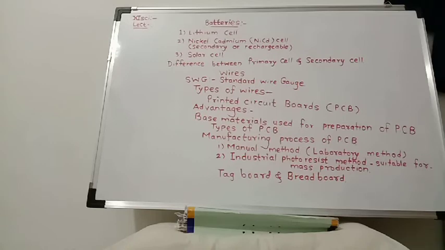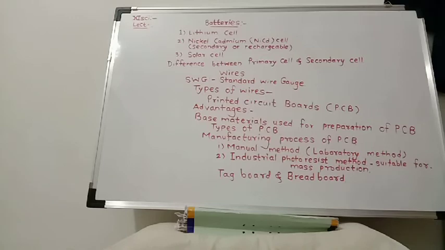Then types of PCBs. There are different types of PCBs: single-sided PCB, double-sided PCB, multi-layer PCB, and flexible PCB. These are the different types of PCBs.